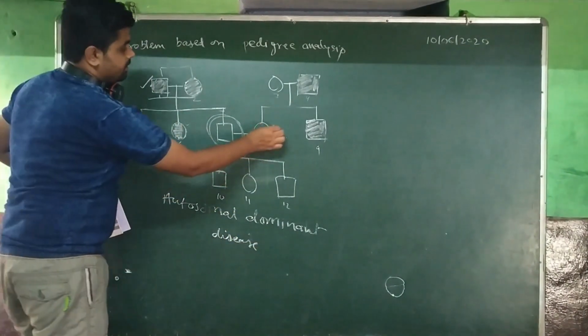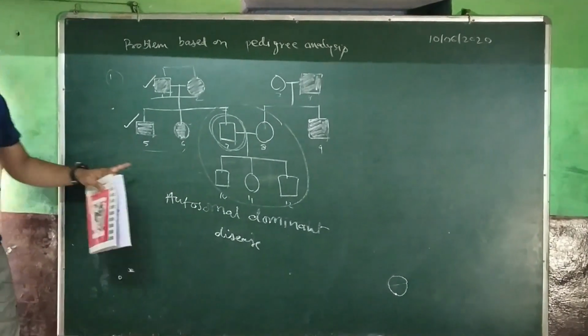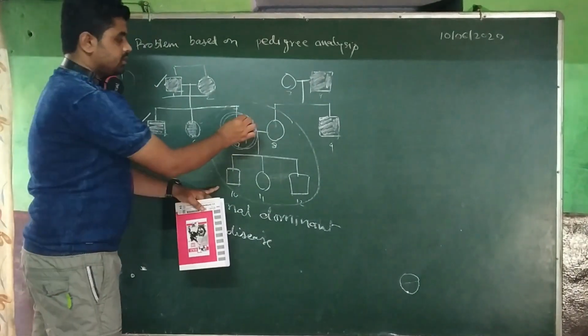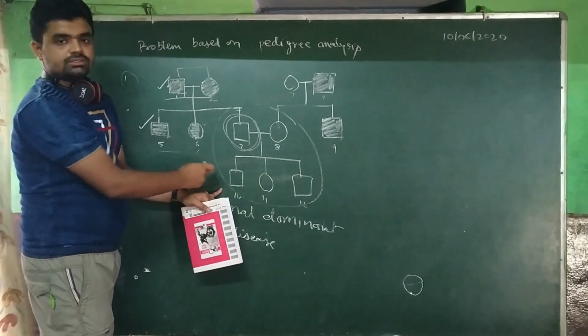Disease. And the whole family tree is unaffected, because there are unaffected parents and unaffected children.